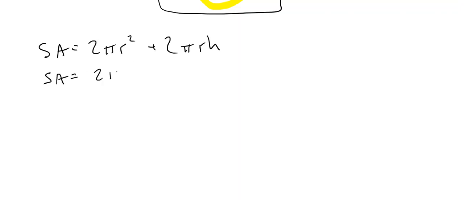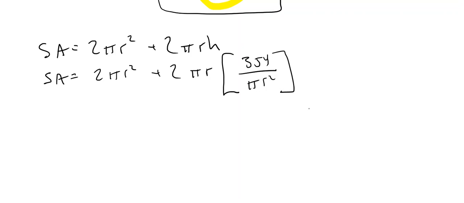Surface area was 2 pi r squared plus 2 pi r h. And I'm now going to substitute in for h, 2 pi r. And what was h? 354 over pi r squared. Now let's simplify that. Well, this r cancels with one of those r's, and pi cancels with pi, and 2 times 354 is going to be 708.